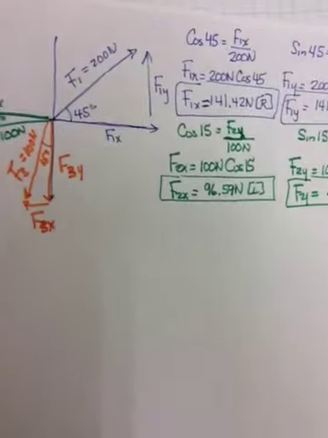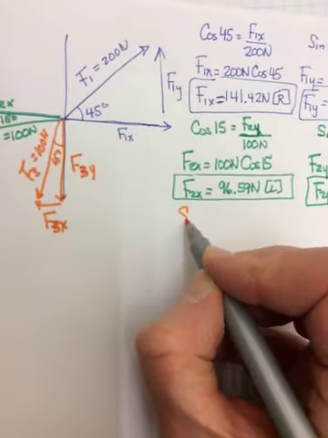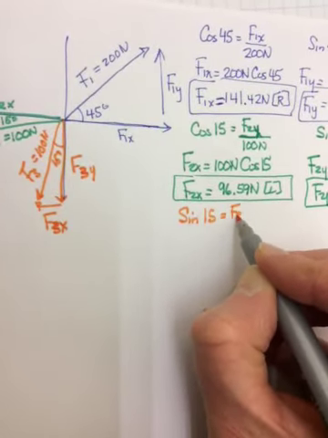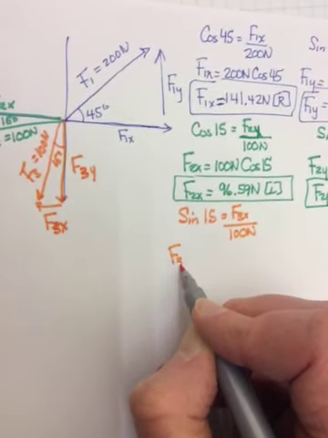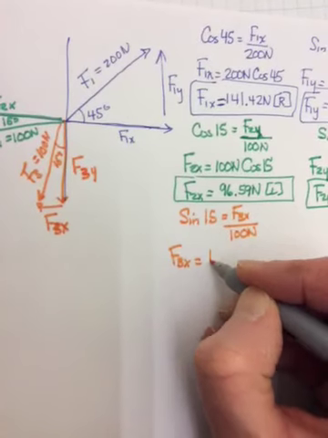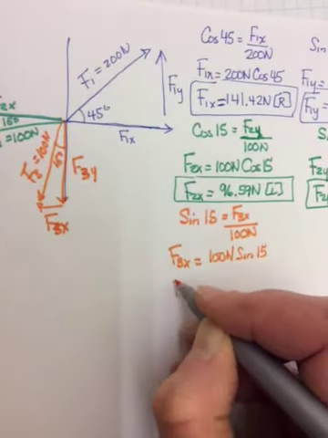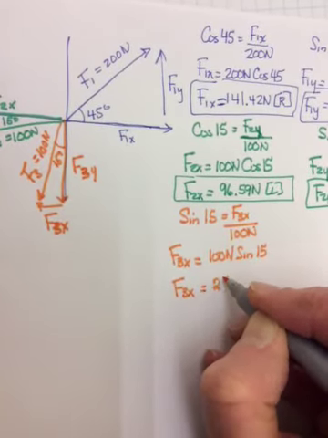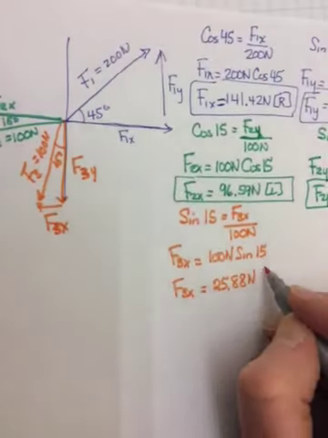So now F3. F3x is the opposite side here, so it will be sine. So sine of 15 will equal F3x over 100 newtons. So F3x is equal to 100 newtons times the sine of 15. Punch this into your calculator and get an F3x of 25.88 newtons. Which way is it going? Left.